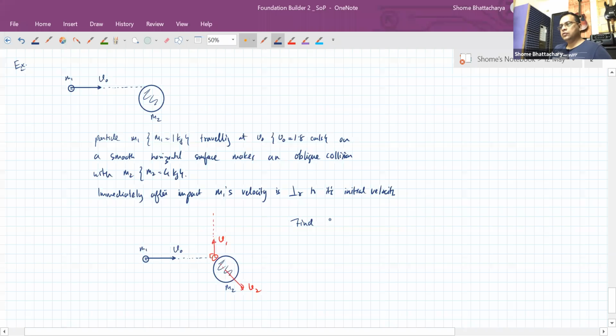Find v1 and v2 if the angle between the vectors v1 and v2 is 150 degrees after impact. That is, as you can see in the diagram, v1 and v2 are at an obtuse angle the way they are moving. So if that angle is equal to 150 degrees, we have to find v1 and v2.